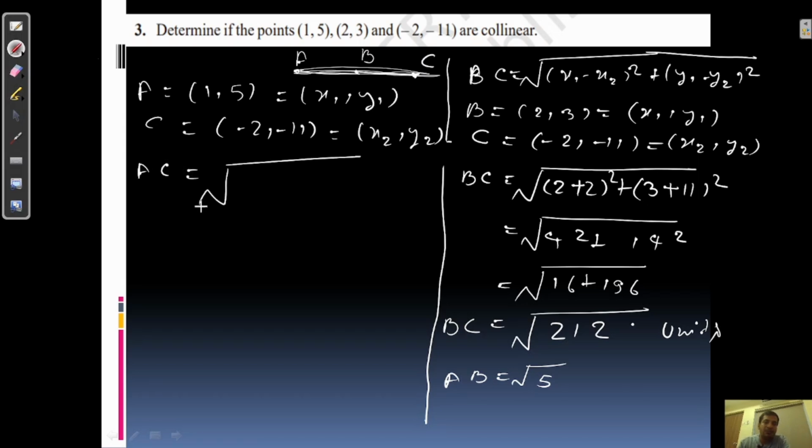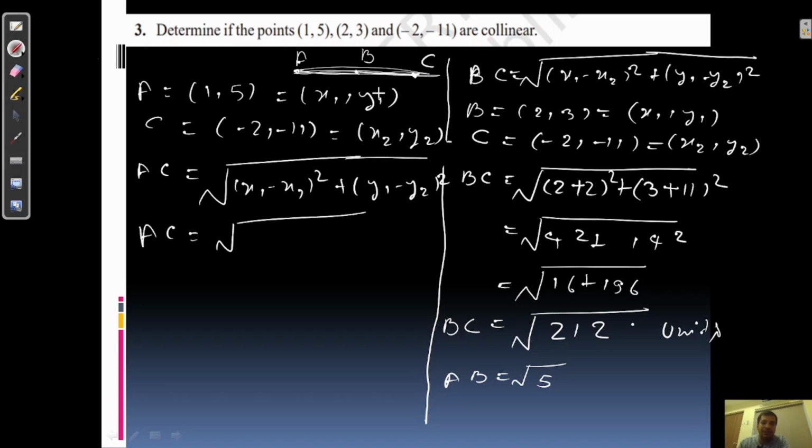What is AC? Root of, just say the formula with me, (x1 minus x2) whole square plus (y1 minus y2) whole square. So A and C, just ignore the B. So now value of AC, root of, what is the value of x1? Before the comma it is x1, and it is 1. So the value of x1 is going to be 1. What is the value of x2? Actually it is x2. x2 is -2. So minus minus becomes plus. Plus.